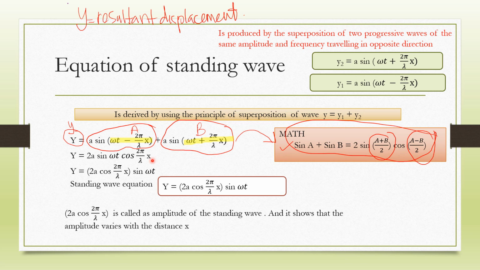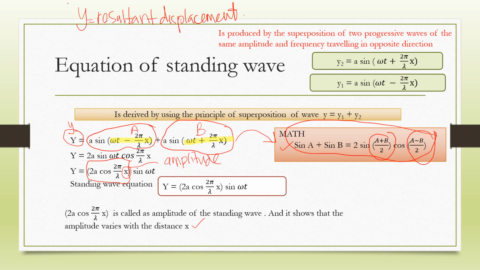Now we want to improvise this equation. We bring cos 2 pi x over lambda to the front. Why? Because x is distance, and as the distance increases, it will affect the amplitude. So x will affect the amplitude. If you notice here, 2a cos 2 pi x over lambda is actually the amplitude, and the amplitude varies with distance x.